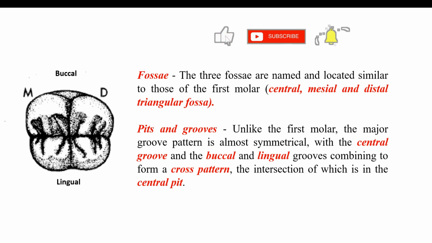The fossa are similar to the first molar: central fossa, mesial triangular fossa and distal triangular fossa. Coming to the pits and grooves, compared to the first molar, major groove pattern is very symmetrical because there is a central groove which is running in the center like that. Okay, there is a buccal groove and lingual groove, these 3 combining together to form the cross pattern, and they all meet in the central pit, which is the deepest part of the central fossa.